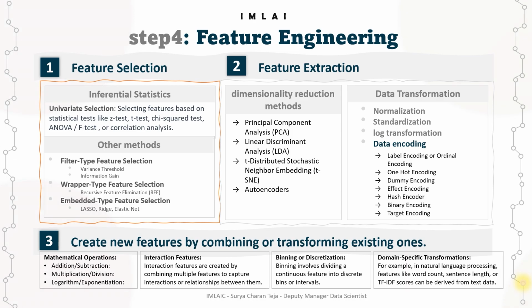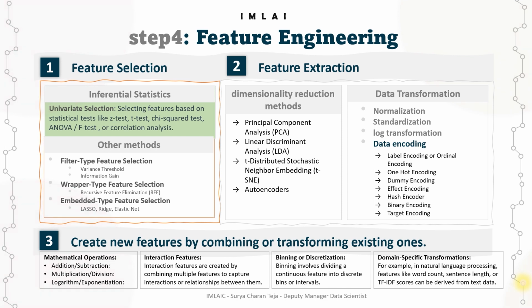We are looking at the supervised machine learning process, under which we are in step 4, which is feature engineering. Feature engineering can be done through feature selection, where we have seen univariate selection, z test, t test, chi-square test, ANOVA, and f test. This is what we have seen there.